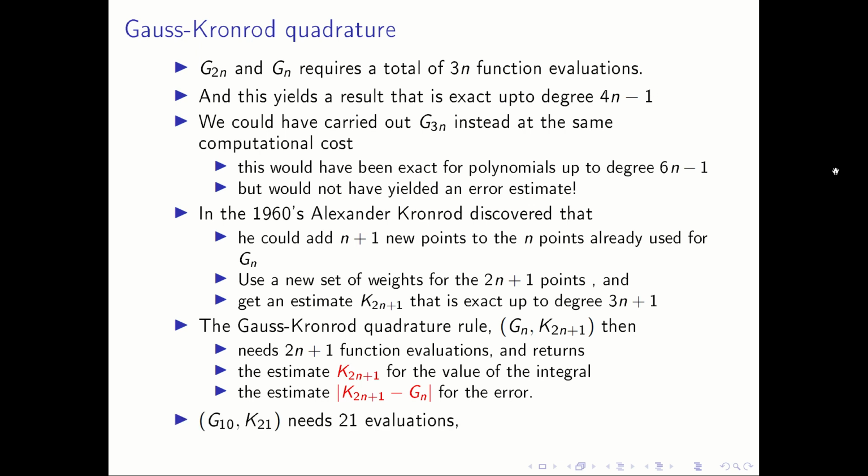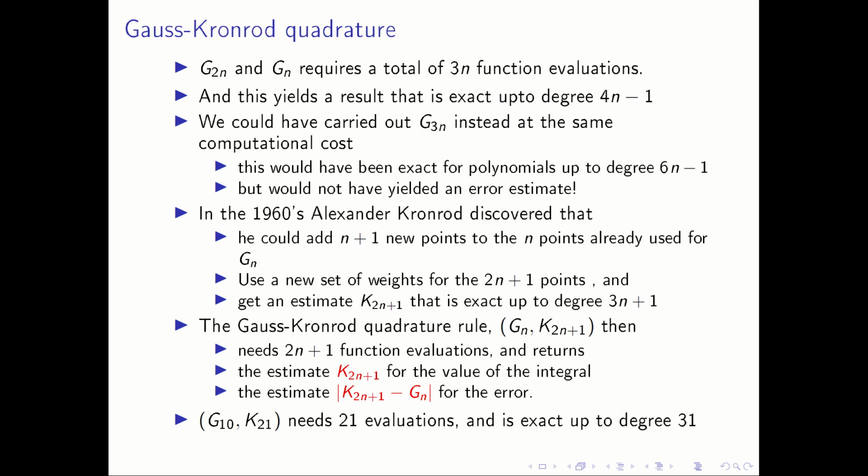So just to give an idea about the number of evaluations involved, G10 K21 is a very common Gauss-Kronrod procedure. This is called the 10-21 procedure or 10-21 Gauss-Kronrod quadrature. This requires 21 function evaluations, of course. And this gives you a result which is precise for polynomials up to degree 3n plus 1, in this case 31.